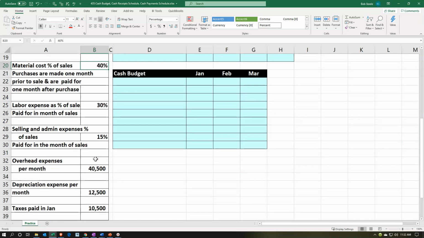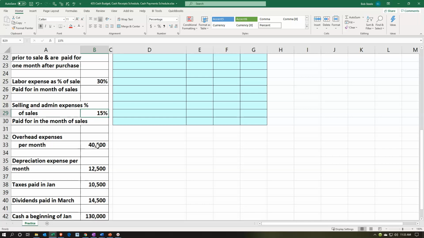Selling and admin expenses, percent of sales, 15%. We're going to tie the selling and admin to the sales as well. This one is often a little more difficult to do because the selling and admin are more likely to be fixed in nature. So you may not always have the selling and admin tied to the sales. It might be something that is the same each month, like the rent or the utilities. You might have some selling and admin like salaries that would be the same, but it could have variable components as well, including things like sales commission that may vary and tie to the increase and decrease in the sales volume.